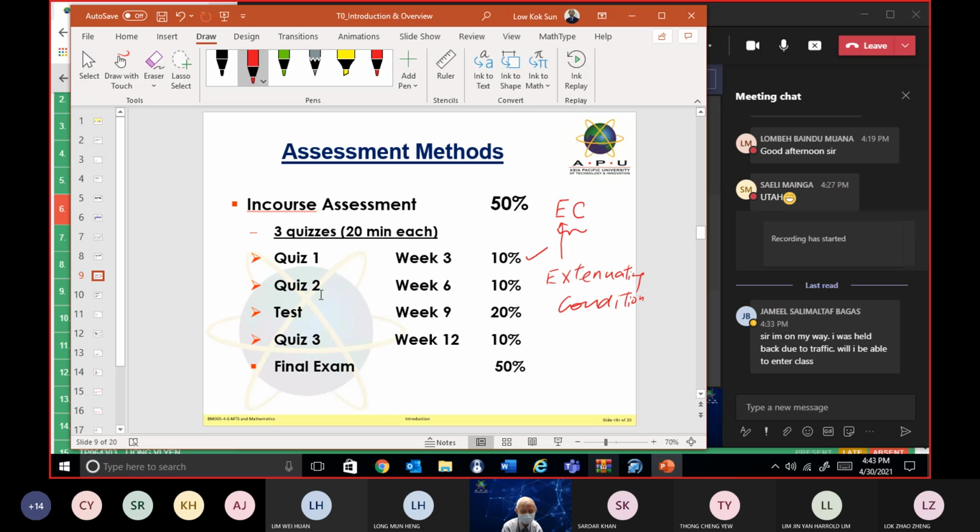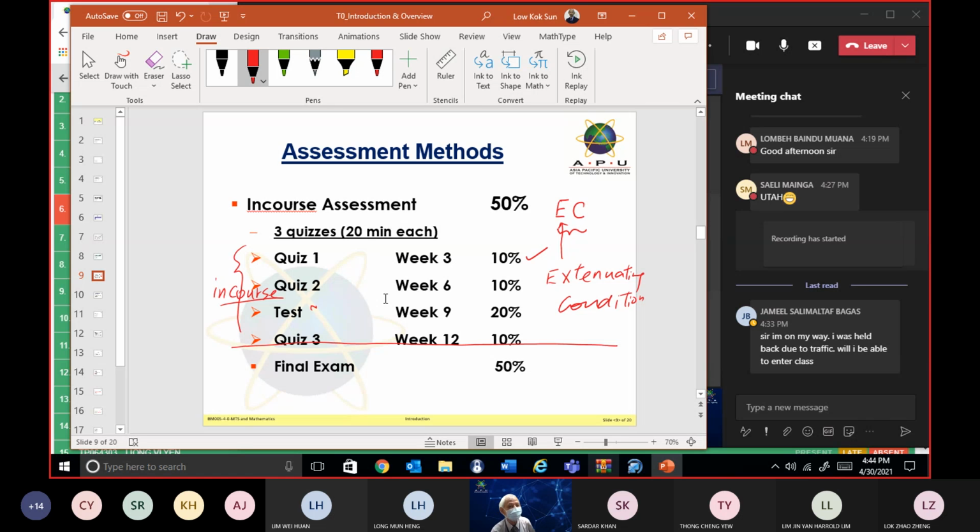So quiz 1, 2, 3 are 10, 10, 10, so 30% already. Then the test alone is 20%. All add up to 50%. This is called in-course assessment. It is conducted during class, actually. Although you are at home, you consider it in the classroom. So in-course assessments are the tests done during class.